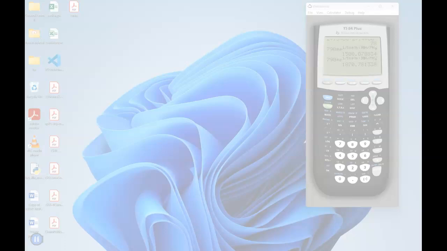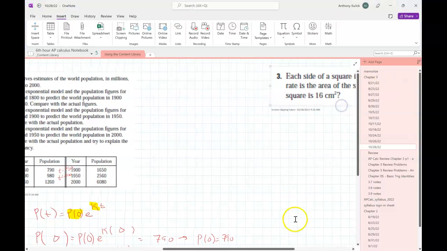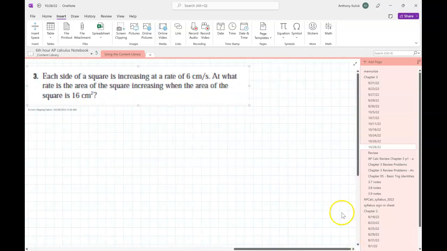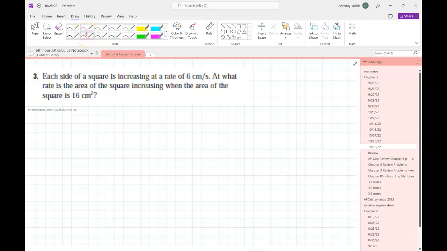5 is a little trickier. Good to start with 3, especially because these are things I asked you guys to all look at and we wanted to go through together. All right, so it says, each side of a square is increasing at a rate of 6 centimeters per second. At what rate is the area of the square increasing when the area of the square is 16 centimeters squared?